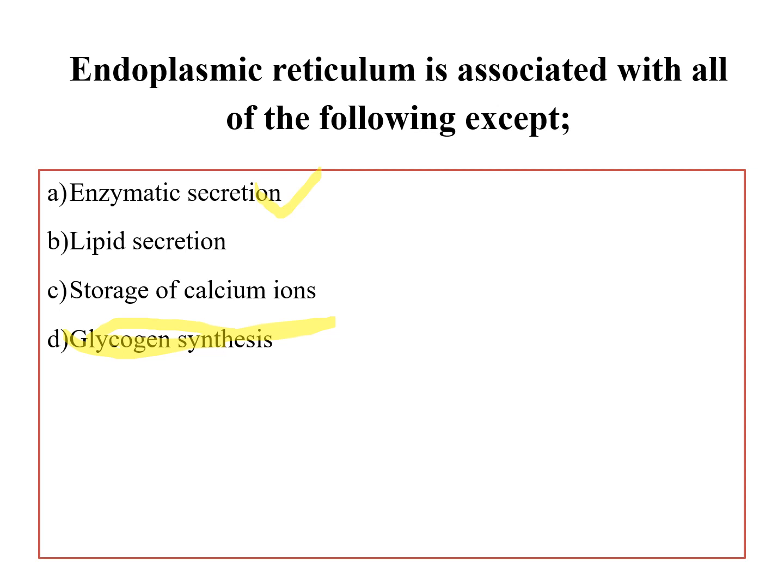And lipid secretion. You know, smooth endoplasmic reticulum is involved in lipid secretion. And the endoplasmic reticulum present within the muscle is named the sarcoplasmic reticulum. It stores a large amount of calcium, so it is also a function of endoplasmic reticulum. So which is not the function of endoplasmic reticulum? That is glycogen synthesis.